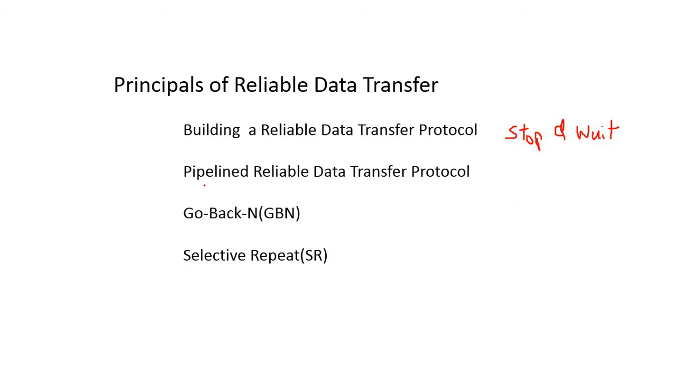And then we will discuss pipelined reliable data transfer protocols. In this case, we will discuss the sliding window protocol. There are 2 types of sliding window protocol. The first one is go back N and the second one is selective repeat. We will discuss all this in detail in 2 sessions. Today we will discuss up to the sliding window protocol, and in the next session we will discuss go back N and selective repeat.